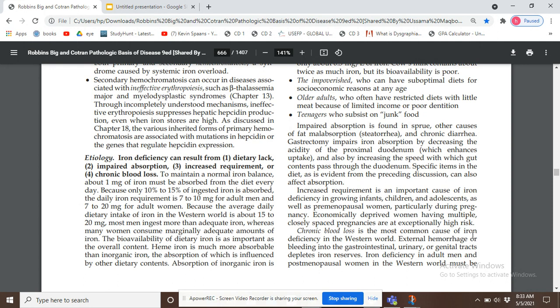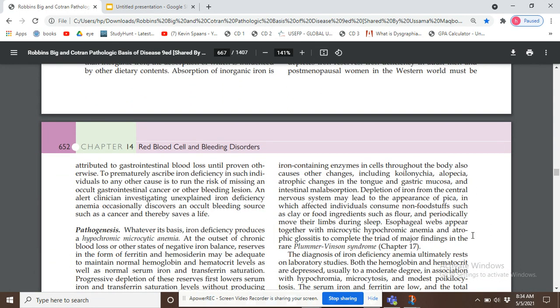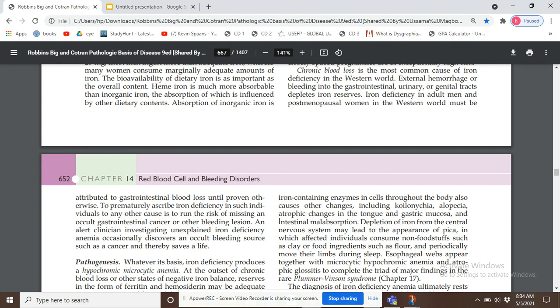External hemorrhage or bleeding into the GIT, urinary or genital tracts depletes iron reserves. Iron deficiency in adult men and postmenopausal women in the Western world must be attributed to gastrointestinal blood loss until proven otherwise. So if the scenario is talking about any adult woman or man, a postmenopausal woman or a man above 50 years of age in the Western world, you should think about chronic blood loss. To prematurely ascribe iron deficiency in such individuals to any other cause is to run the risk of missing an occult blood cancer or other bleeding lesion.